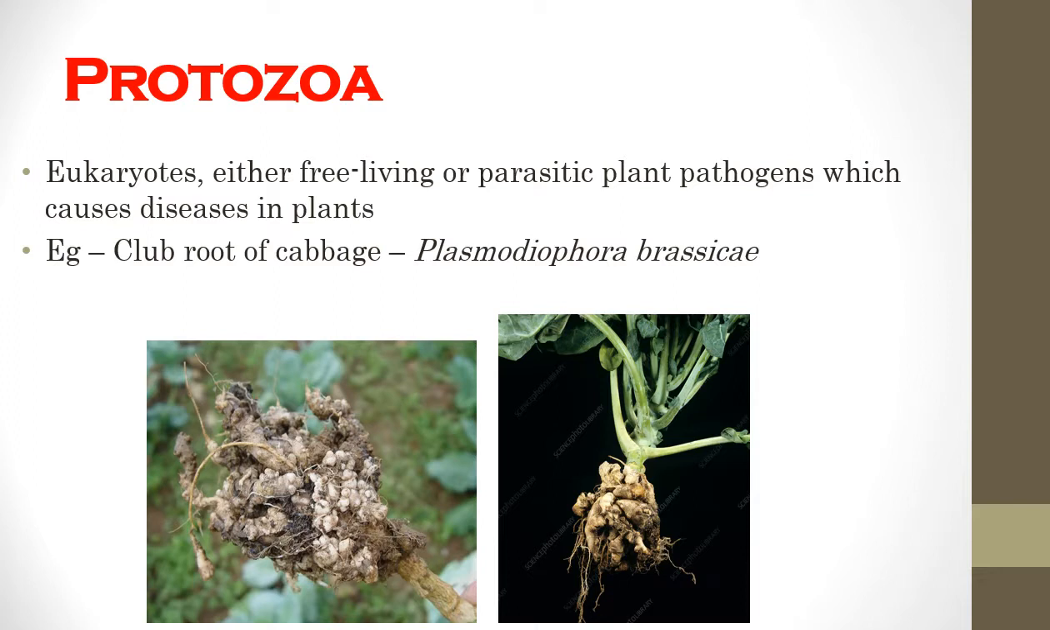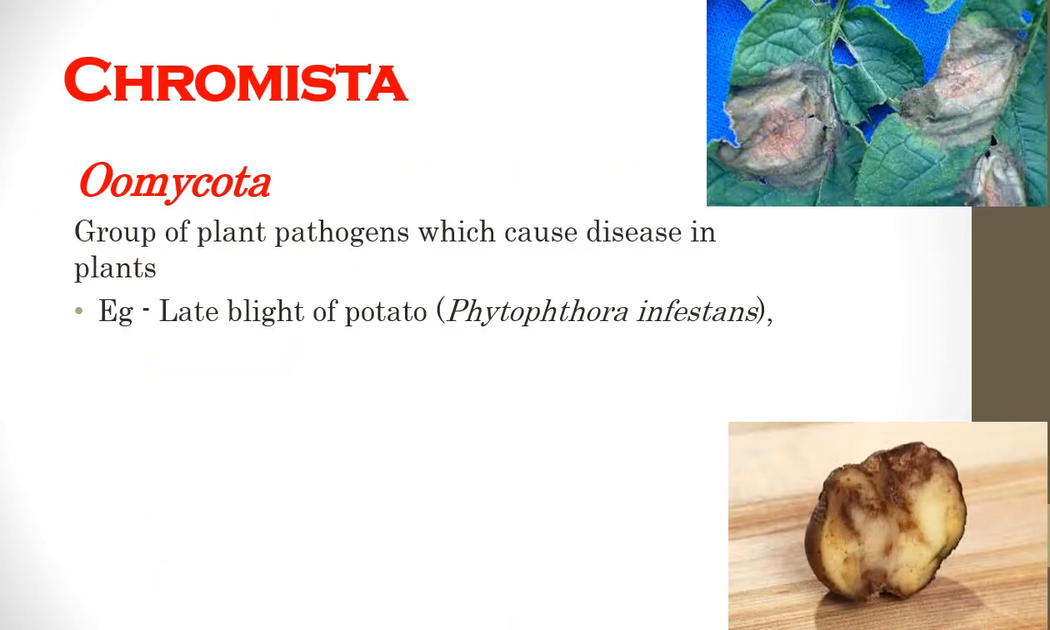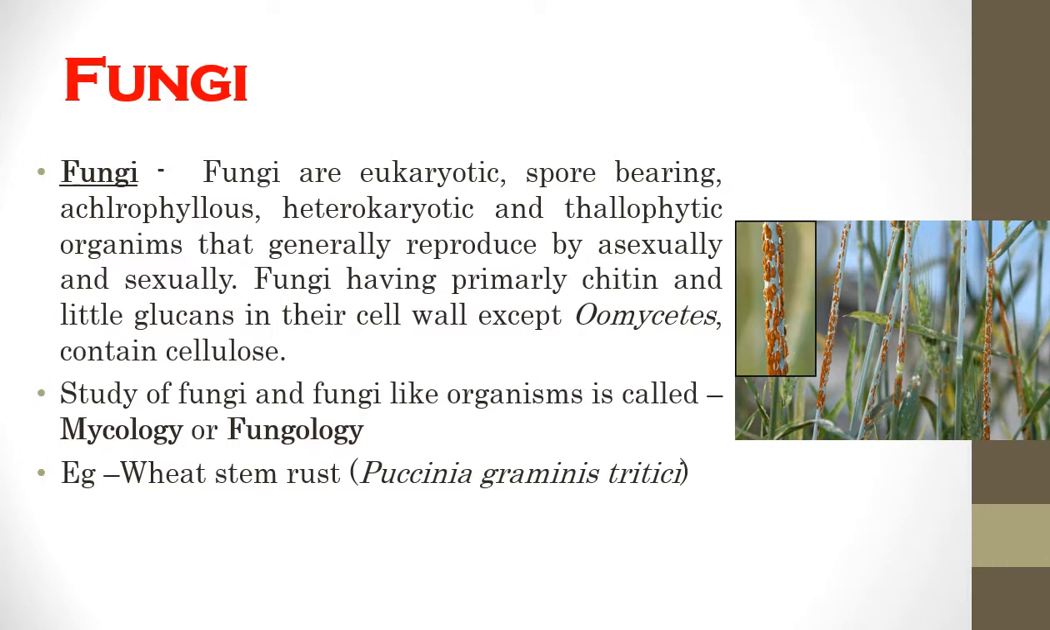So what are hypertrophy and hyperplasia? Hypertrophy is the abnormal enlargement of cells. Hyperplasia means an increase in the number of cell divisions. Due to these hypertrophy and hyperplasia symptoms, the bulging or tumors can be seen especially on root regions. As already seen here, Oomycota comes under Chromista. The Oomycota cell wall is made up of cellulose, but all fungal cell walls are made up of chitin. The study of fungi and fungi-like organisms is called mycology.